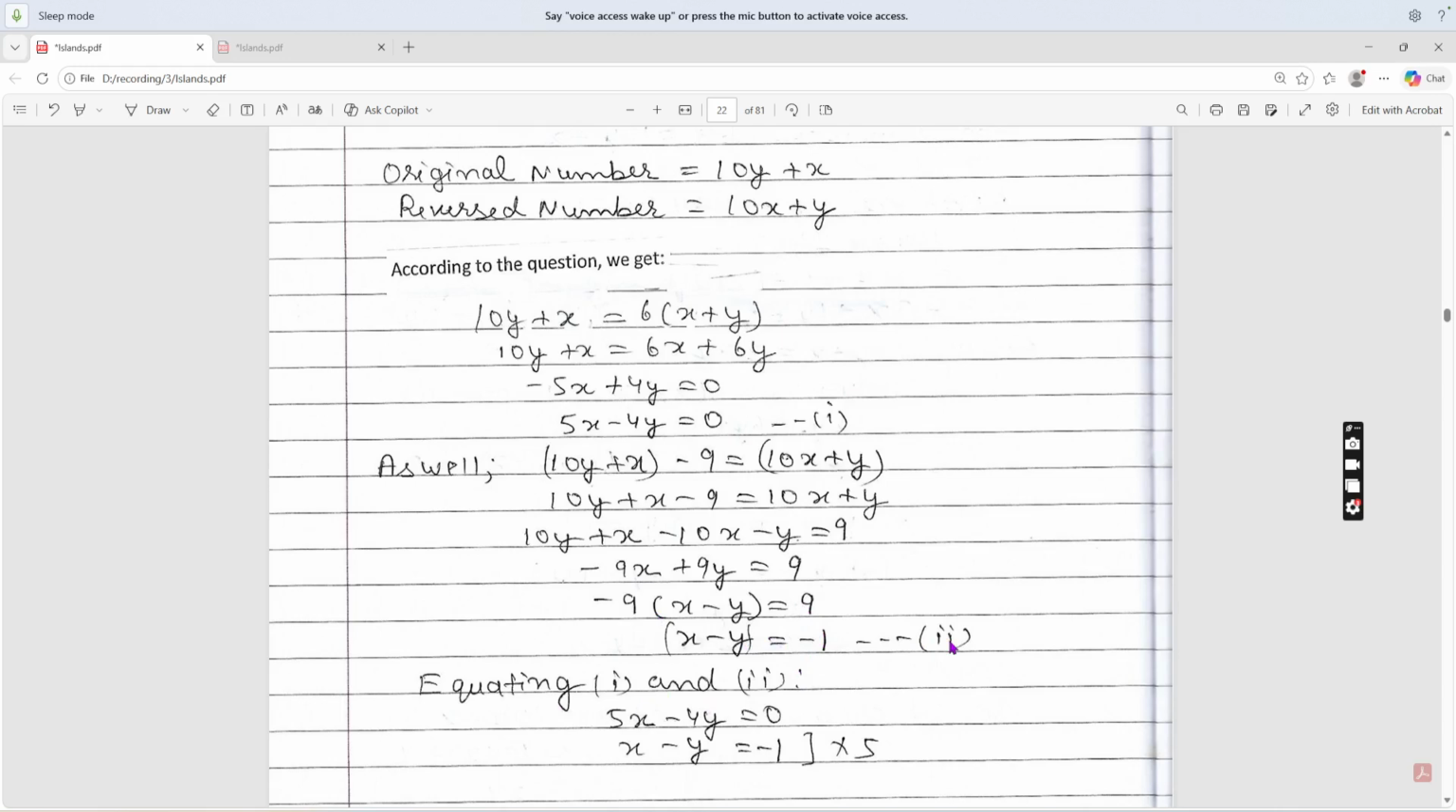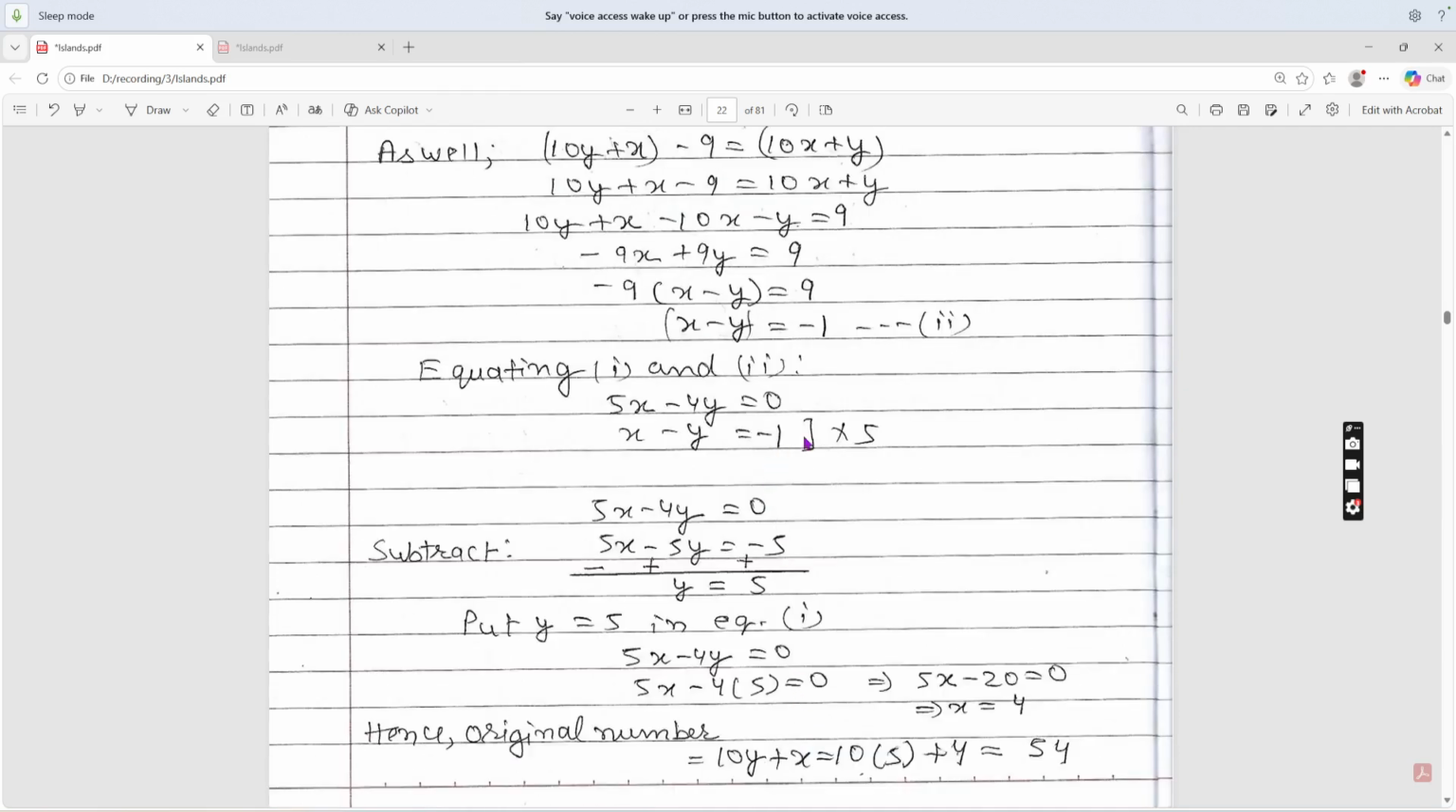So it is equation number 2 and it is equation number 1. Here equation 1 is 5x minus 4y is equal to 0. Here equation 2 is x minus y is equal to minus 1. Now we are going to operate on both of these two. We multiply the second equation by 5 in order to make the coefficient of x equal. So the first equation stays the same, 5x minus 4y is equal to 0, and the second equation becomes 5x minus 5y is equal to minus 5.